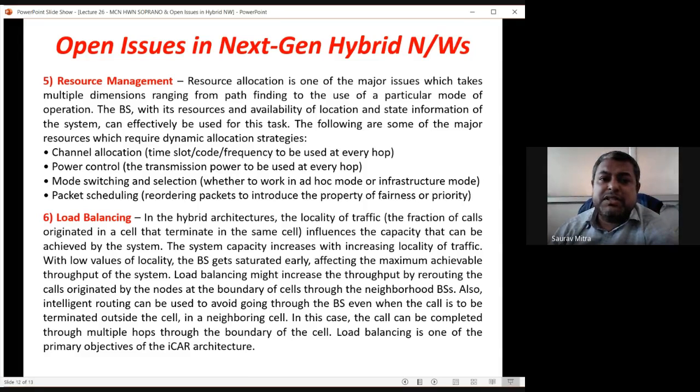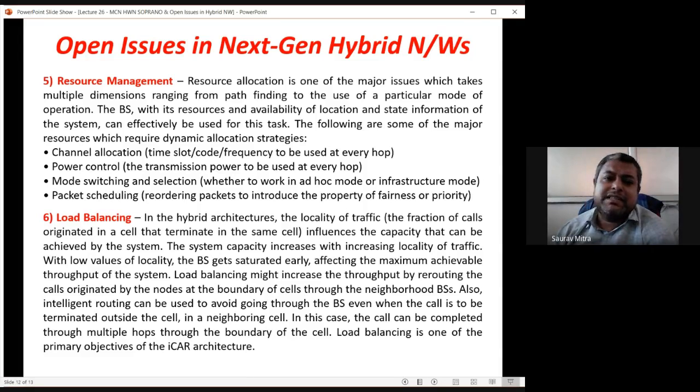A base station with its resources and availability of location and state information of the system can effectively be used for this task. So at every stage, the base station has to have the overall network knowledge very clearly. How many nodes are there within the area of the base station? How many nodes are dead? How many nodes are active? How many nodes are having full charge? How many nodes are having 10%, 20%, 30, 40, 50, 60, 80% charge? Which are the nodes with high mobility? Which are the nodes that can be connected easily from the base station? Which are the nodes which are trying to go out of the cell? So all this network related data, all this node related features should be updated in the base station.